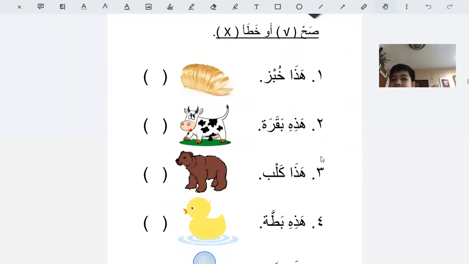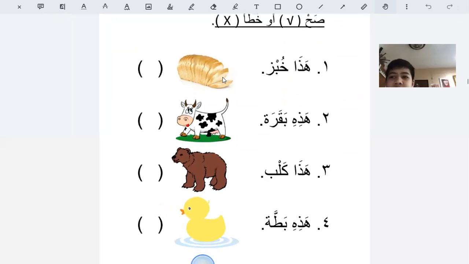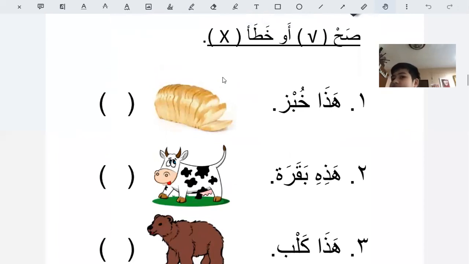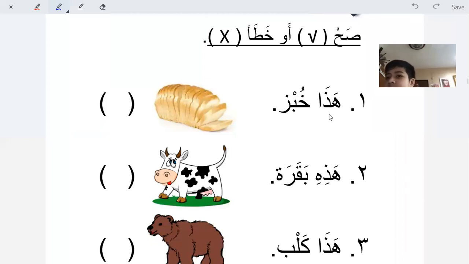Next, bab, okay? Then he's asking you sahih or khata, correct or wrong. If the sentence is correct, you will say sahih. If it is wrong, you will say khata. So read this sentence and translate it. Haza khubz. This is a bread. So is it sahih or khata? Sahih. Then hazihi batta. Sahih. Good.